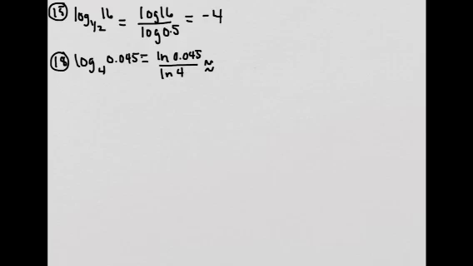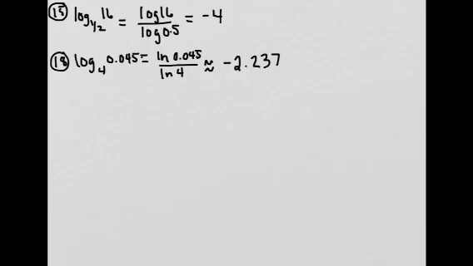Number 18, log base 4 of 0.045. This time I use natural log as my base instead of base 10. So it's natural log of 0.045 divided by natural log of 4. And when you plug that into the calculator, you get -2.237 because they're asking you to round to 3 decimal places, okay? And remember what all of this means. I keep going over this over and over again.